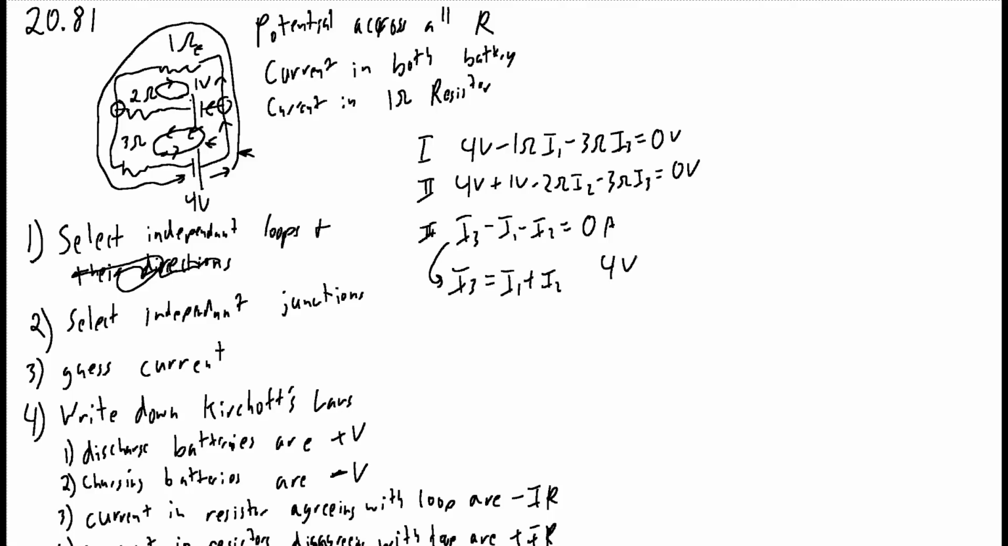So now I have 4 volts minus 1 ohm I1 minus 3 ohms (I1 plus I2). I'm going to go ahead and simplify this down, and we get that 4 volts is equal to, not equal to anything, is minus 4 ohms I1 minus 3 ohms I2, and that's still equal to 0 volts.